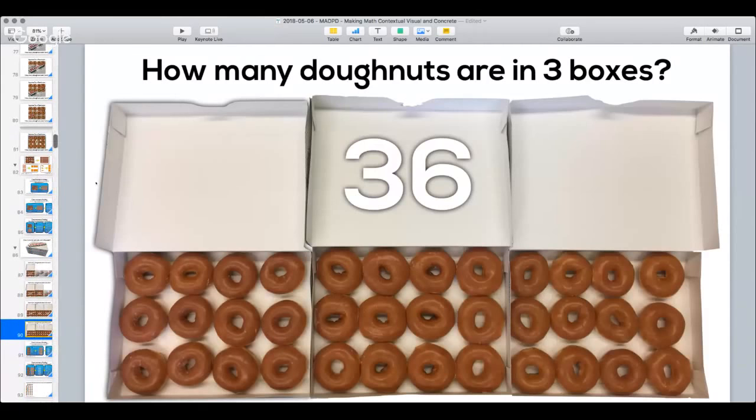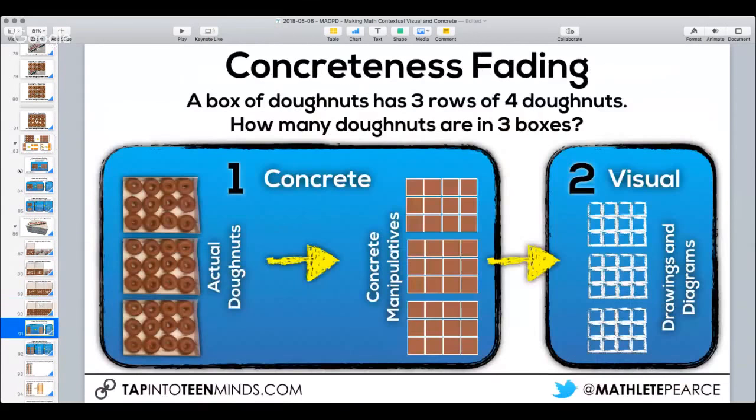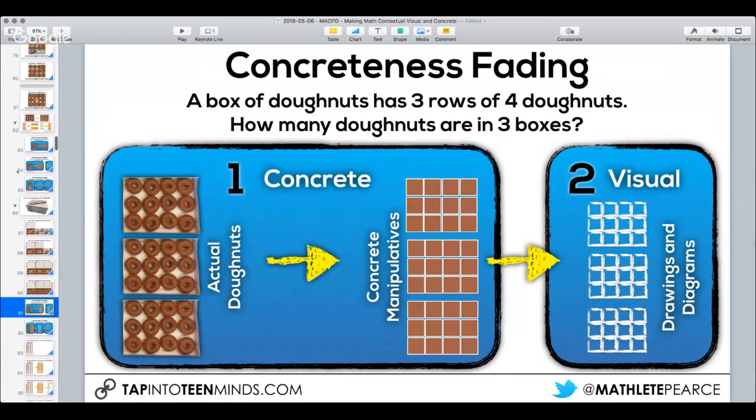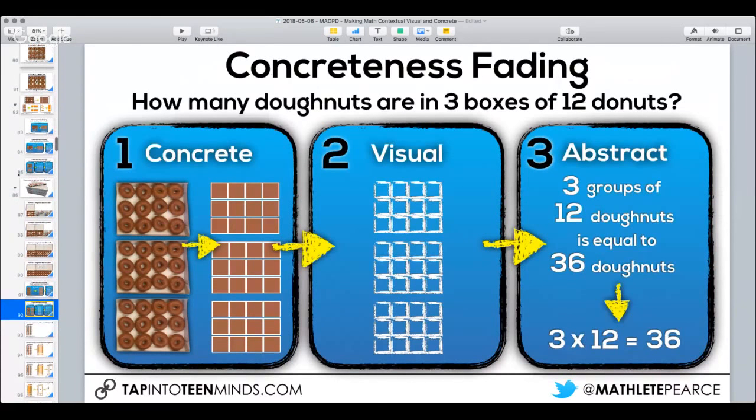You'll notice that I could do this concretely with donuts, or I might do this concretely with manipulatives. They might be at a place there where they can do that. They can use square tiles or maybe circular chips, whatever they want to do. And then eventually they might just draw this thing out. Over time, we then move to that abstract stage once again.